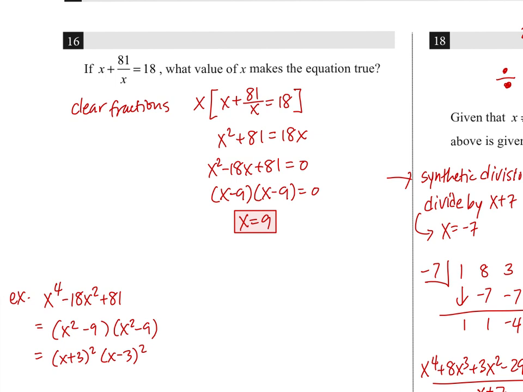But we have to multiply x by every single term, so that means that we have to multiply x by x, that's the x squared. As we mentioned just a second ago, x times 81 over x is 81. And then on the right-hand side, we have to multiply by x also, so 18 times x is 18x.